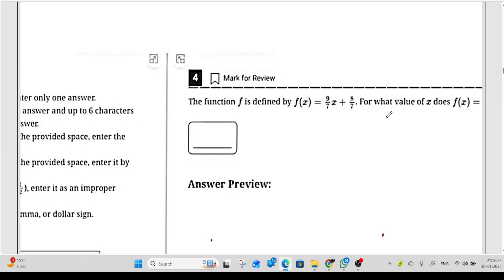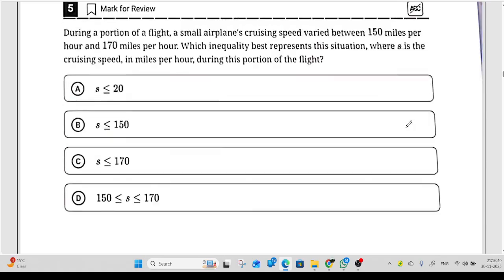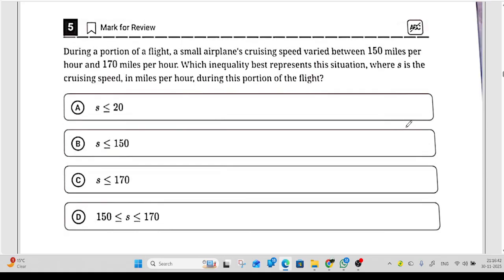The function f is defined, the value of x. Okay, the question is not complete. So let's move to the next one.